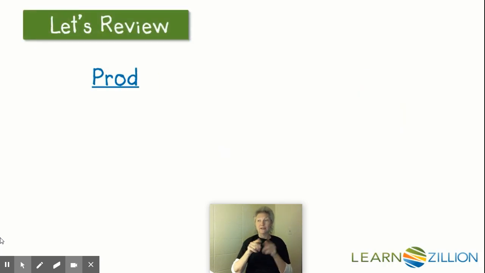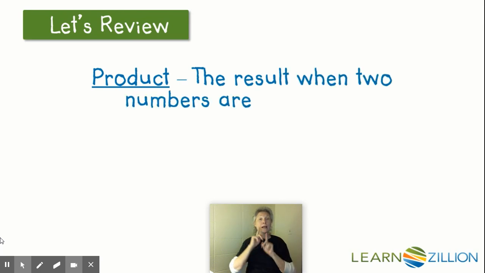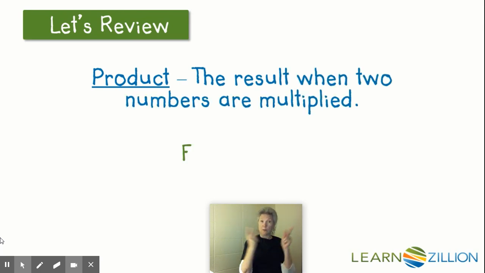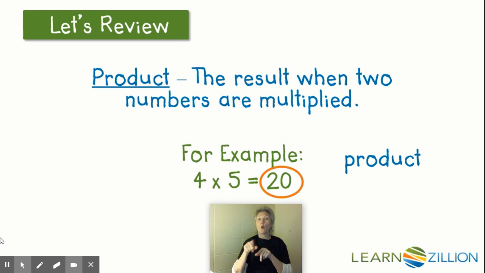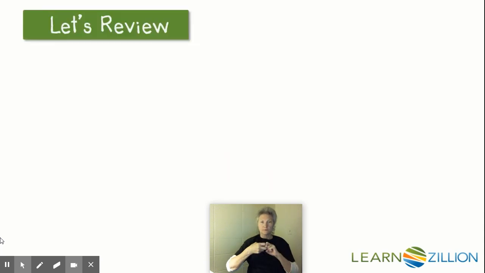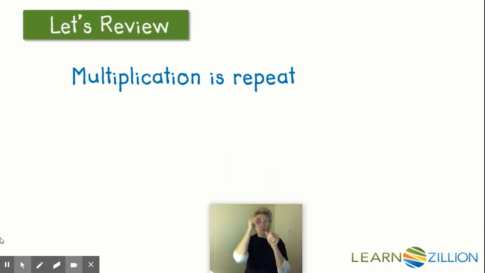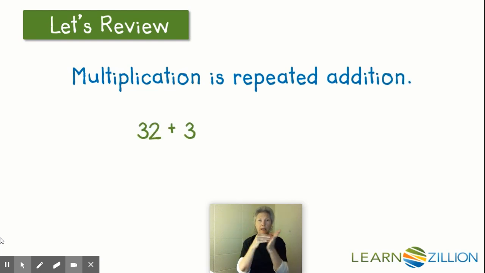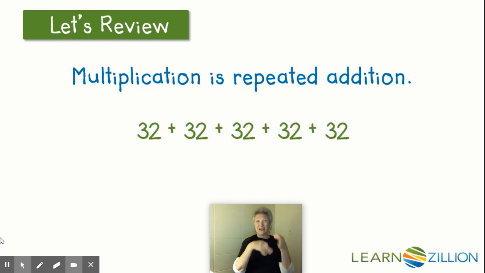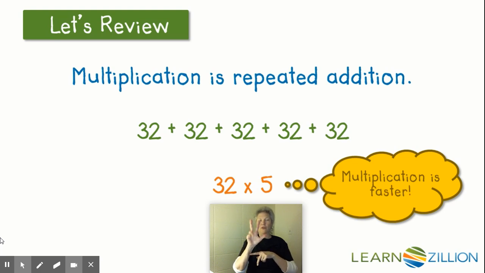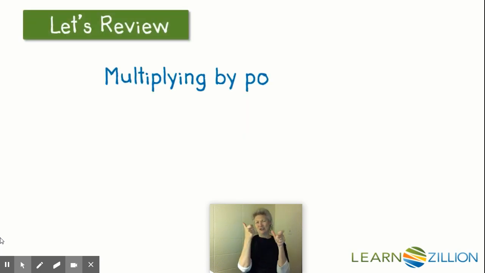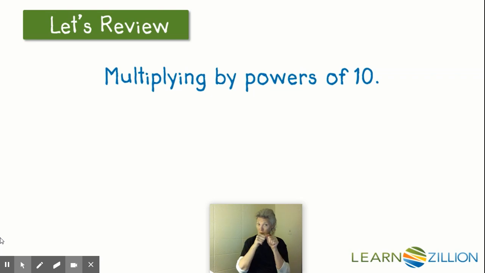First, let's review. A product is the result when two numbers are multiplied. For example, 4 times 5 equals 20. 20 is the product or answer to our multiplication problem. It is also important to remember that multiplication is repeated addition. Instead of adding together 32 5 times, we could simply say 32 times 5. Multiplication is much faster.